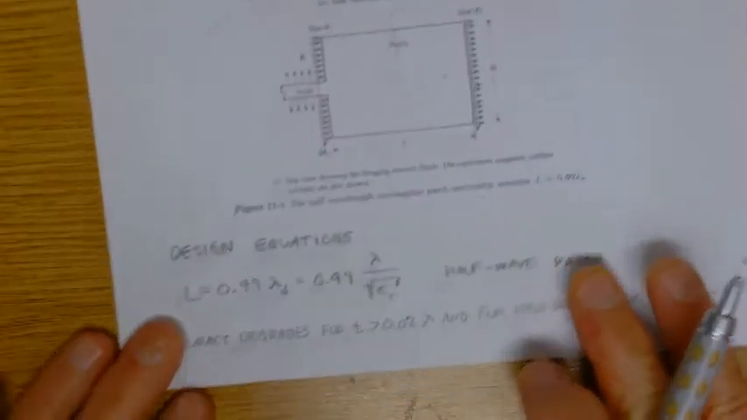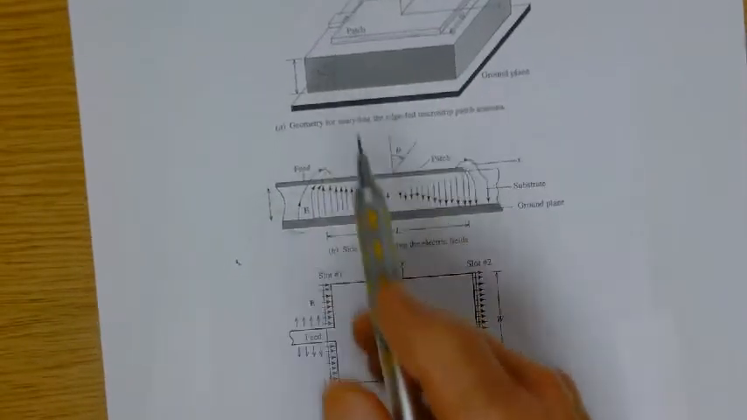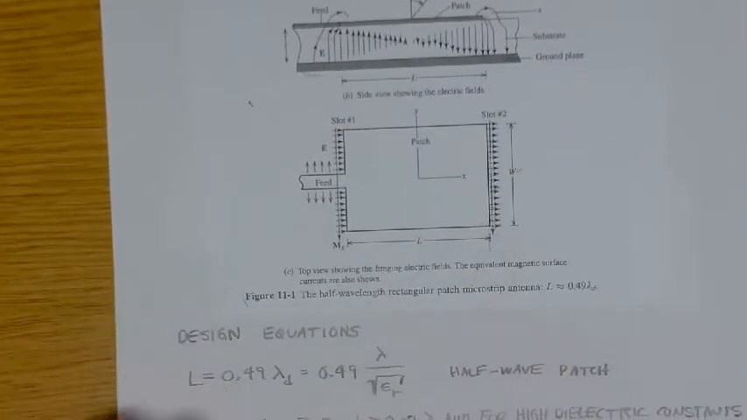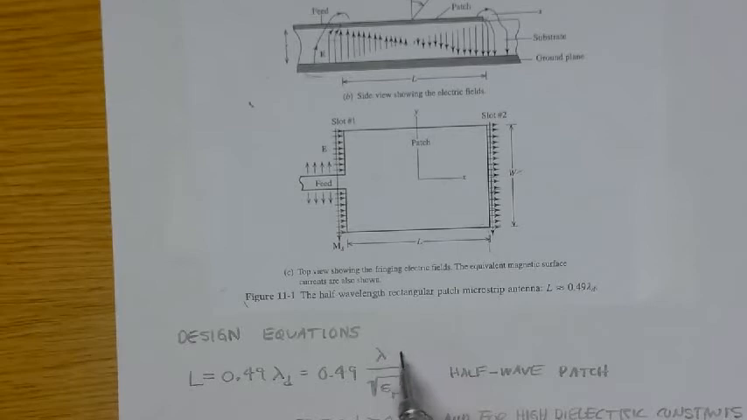Okay, so right, design equations. How do you design one of these things? Well, pretty straightforward. You just make sure that, as I mentioned earlier, the length of the patch is a half wavelength in the dielectric, or 0.49 lambda divided by the square root of epsilon relative, right? So lambda is c, the speed of light, because that's the free space wavelength, divided by frequency.